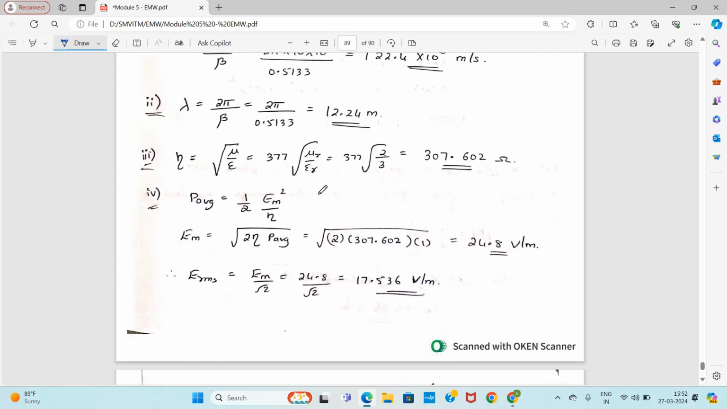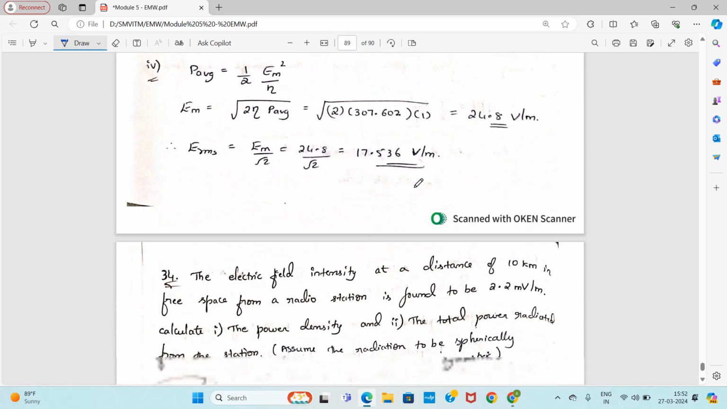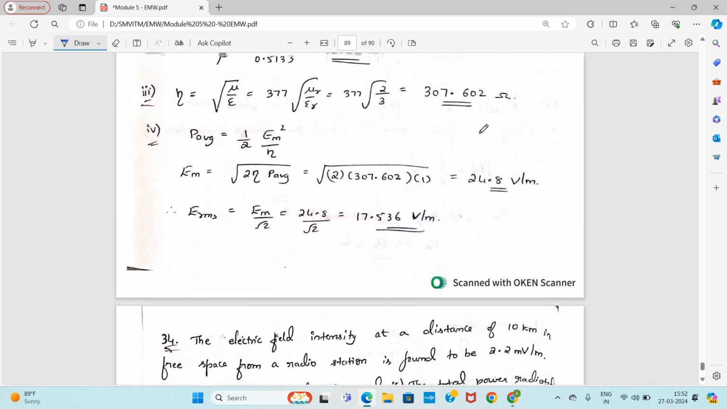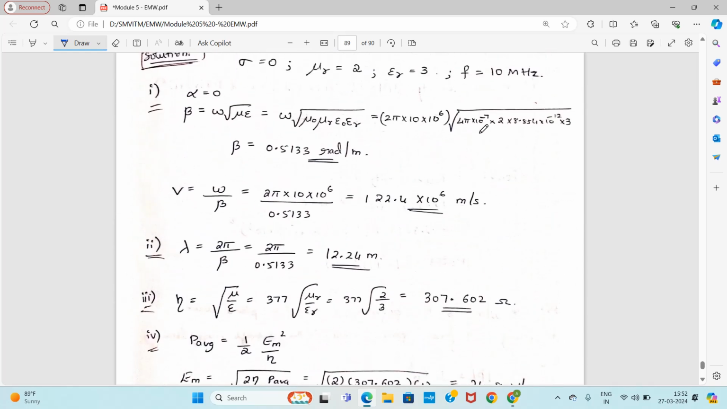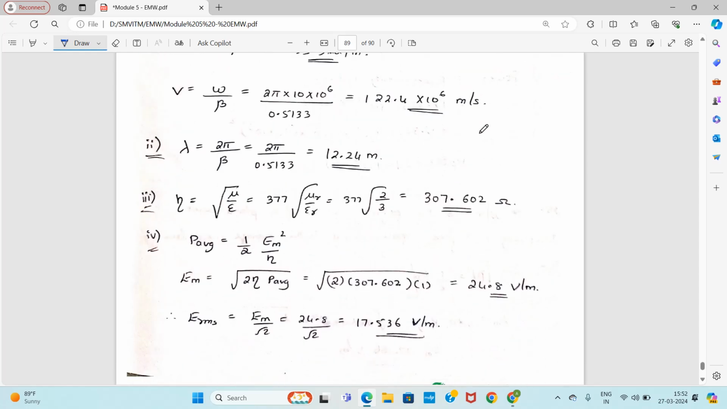Okay. So just interchange. Here they're asking you to find out the RMS electric field only. So first you find EM, and from EM by root 2 you can get ERMS. Okay. So you can just check the problem once. Pause it and you can try, which we will discuss in class.